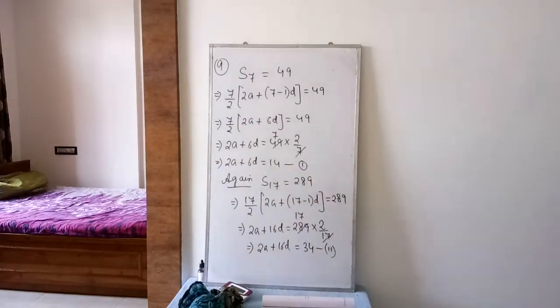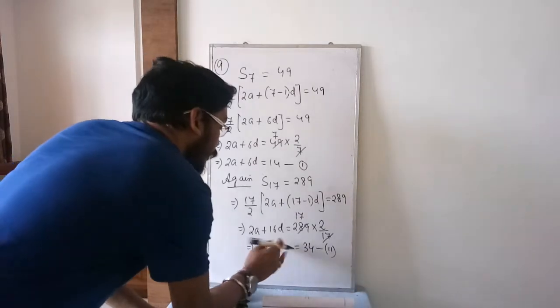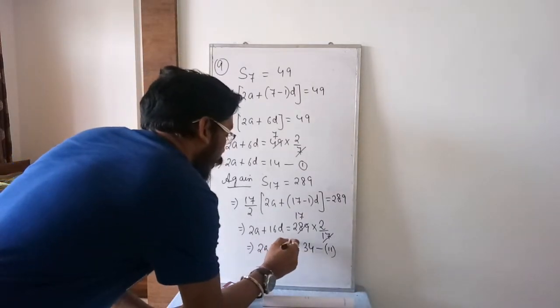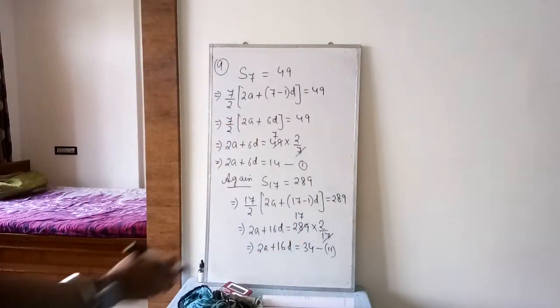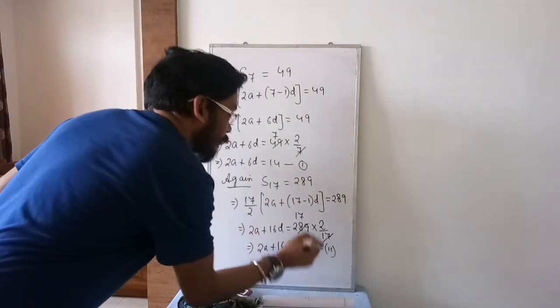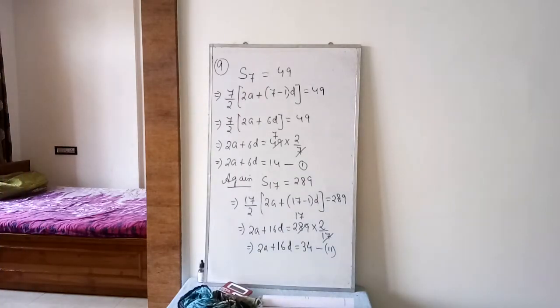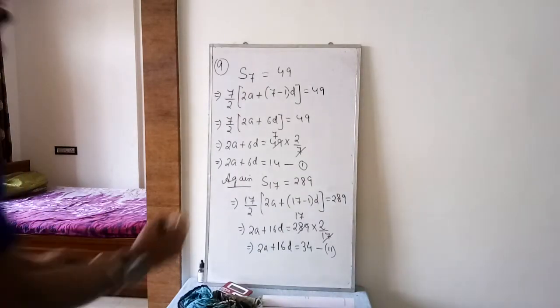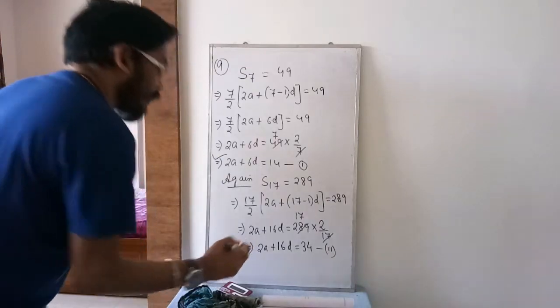So take the screenshot of this part. So you got equation 1 and equation 2. It is 16d, okay, and it is 34 here. So you got two equations: equation 1 this, equation 2 this.